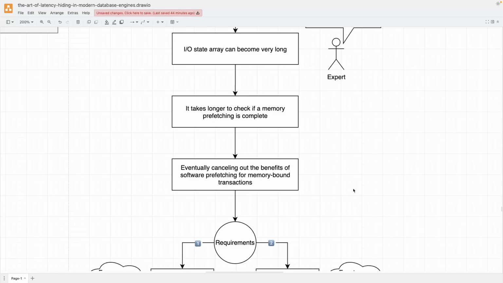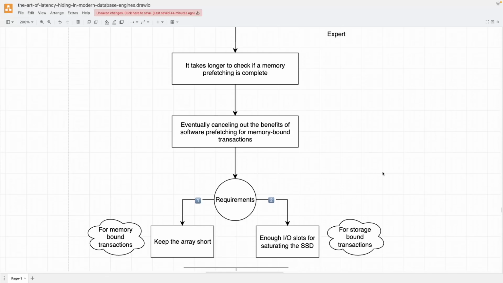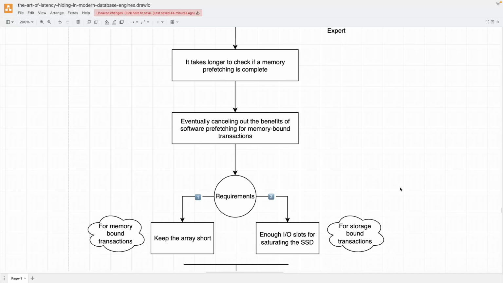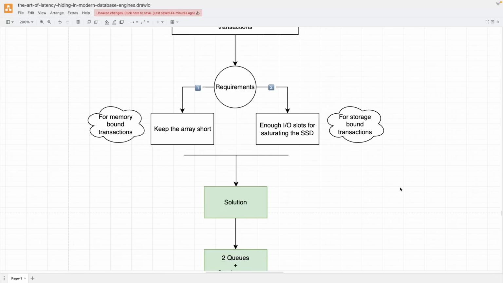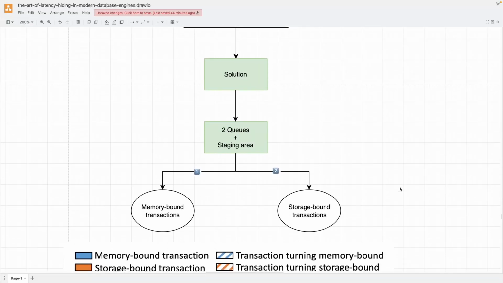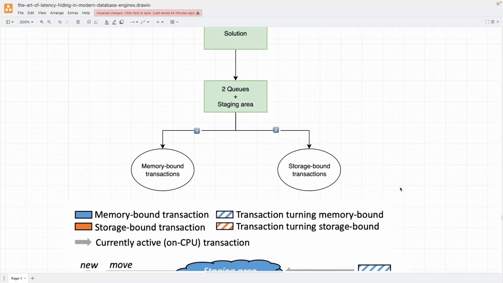So that is a big problem. And that is why we have to improvise. We can't just run with a single queue where we take mixed workloads, but we have to actually use two separate queues. One for your memory bound transactions, which have to be run quickly, and one for your storage bound transactions, which can take their own sweet time and get the data from storage once it comes in.